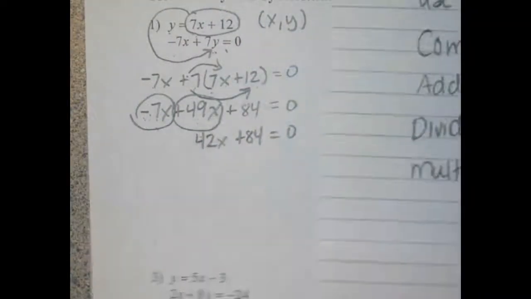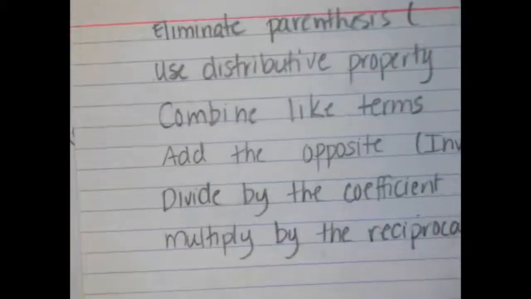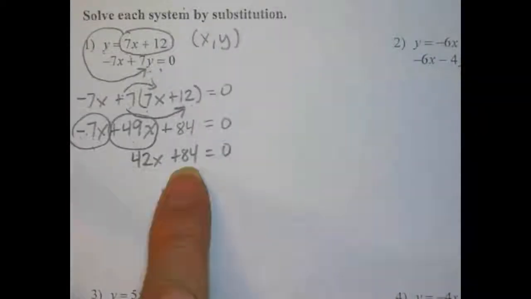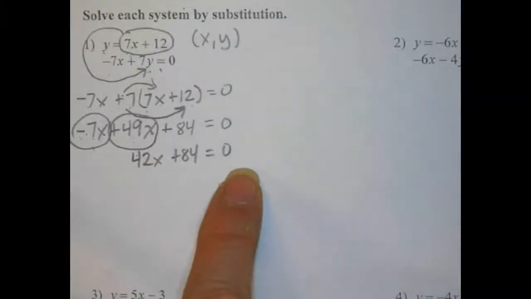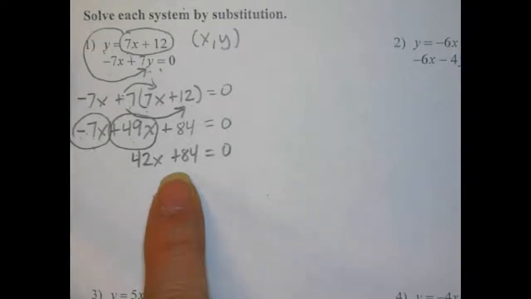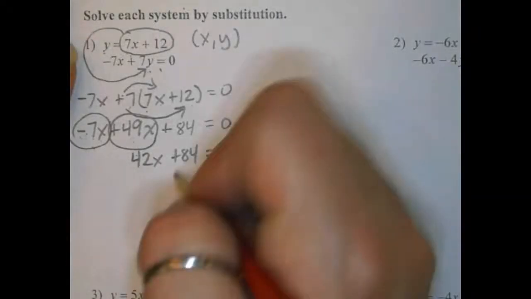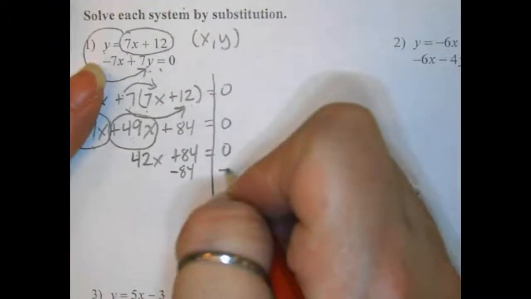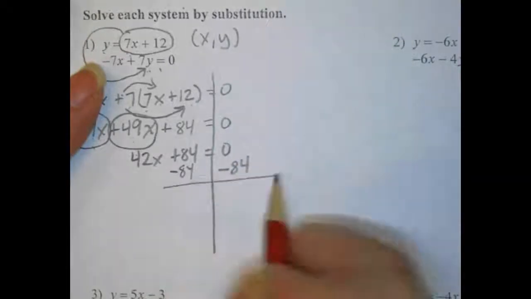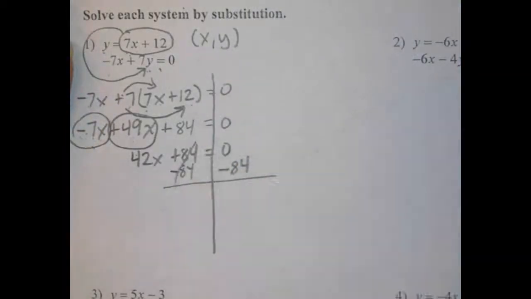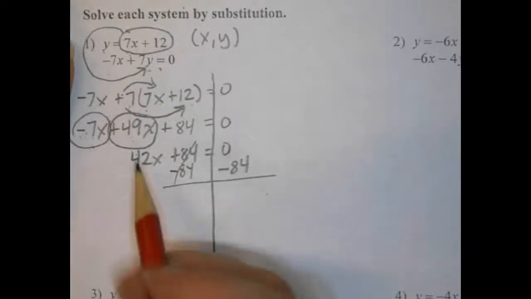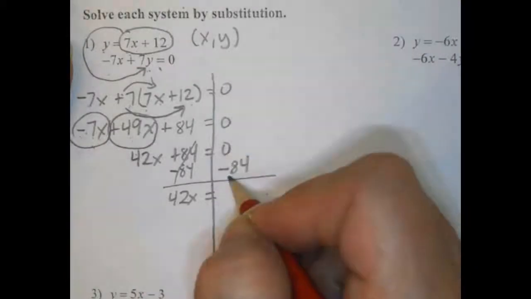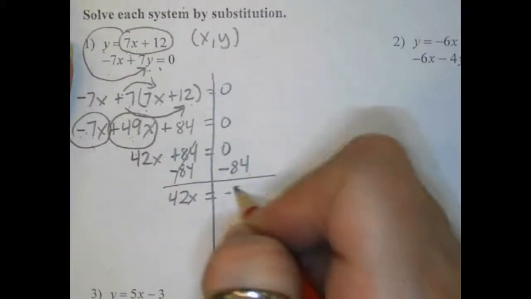So going back to my list, I combined like terms. Do I have an opposite to add? Is there an inverse operation? Do I need to move this to the other side? So I'm going to add the opposite. What's the opposite of 84? So I'm going to subtract 84. And remember, let's draw that line so we know that we're keeping that balance. We're going to subtract 84 from both sides. So this is 0, which leaves me with just 42x on the left. 0 minus 84 becomes negative 84.